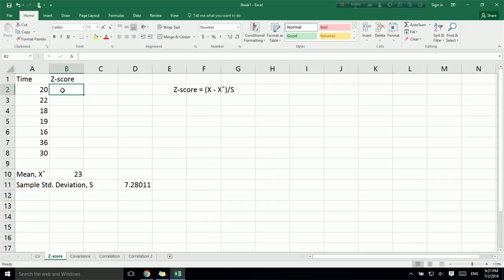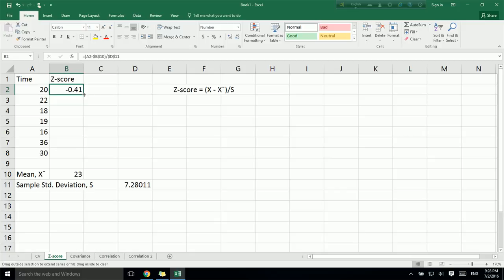Now z-score. Equal sign, remember to put parenthesis, select your value minus mean, and we have to lock the mean with the $ sign before and after B, so that the mean is deducted from each of the values, and divided by the standard deviation, and we have to lock the standard deviation in the denominator as well. Now press enter and we have the z-score for the first value.